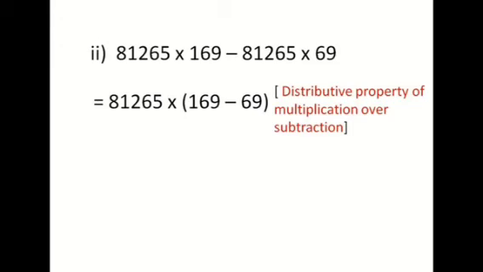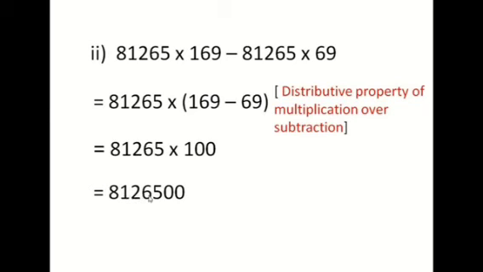Now complete the sum. What to do next? We will do the subtraction part first, and that difference will be multiplied with 81,265. Yes, carry on. So it is 81,265 multiplied by 100, because 169 minus 69 gives you 100. So this multiplication is very easy. It is 81265 along with 2 zeros. I hope you are clear.